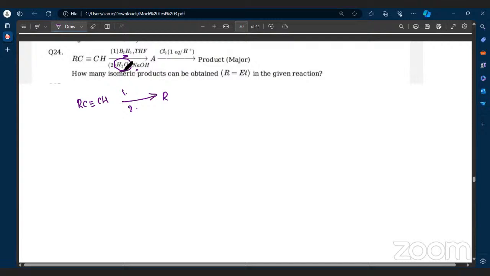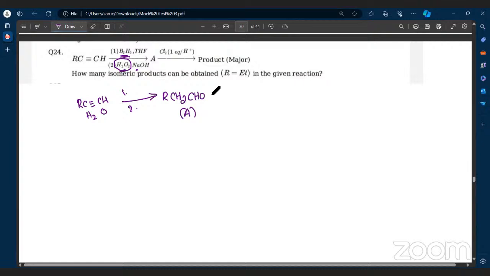H2O2 is peroxide, and in the presence of NaOH, the OH minus ion will take up the hydrogen, and here diborane is given. So your product will be like you'll be adding H2O like this. So you'll be getting RCH2CH2OH as the product, which is your aldehyde A.